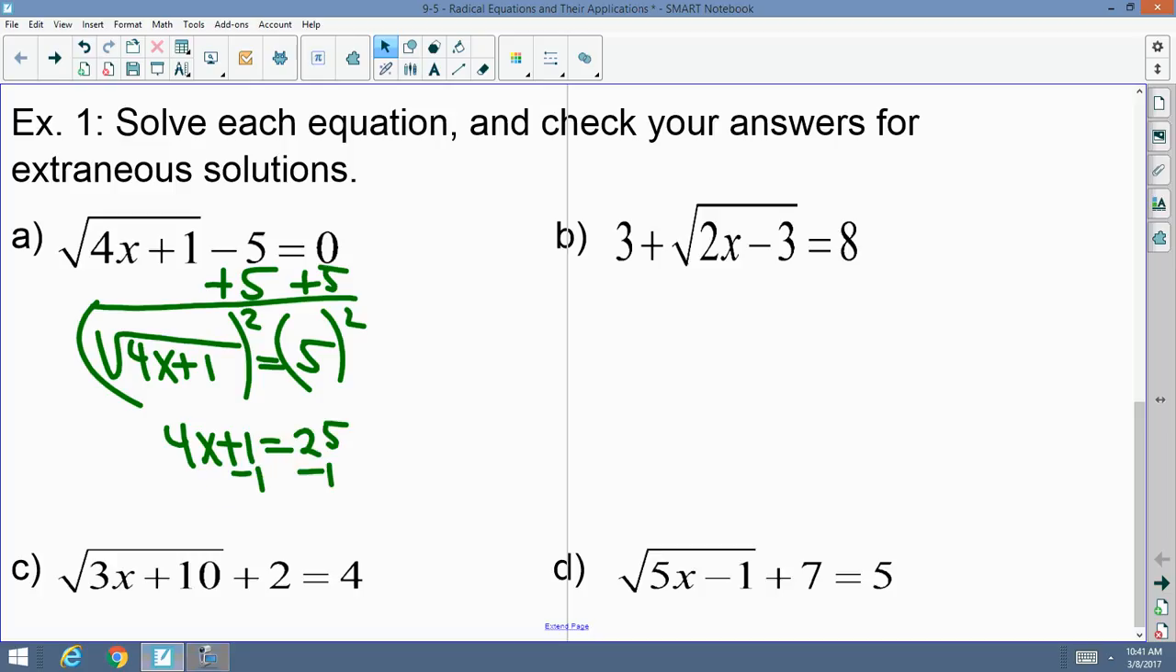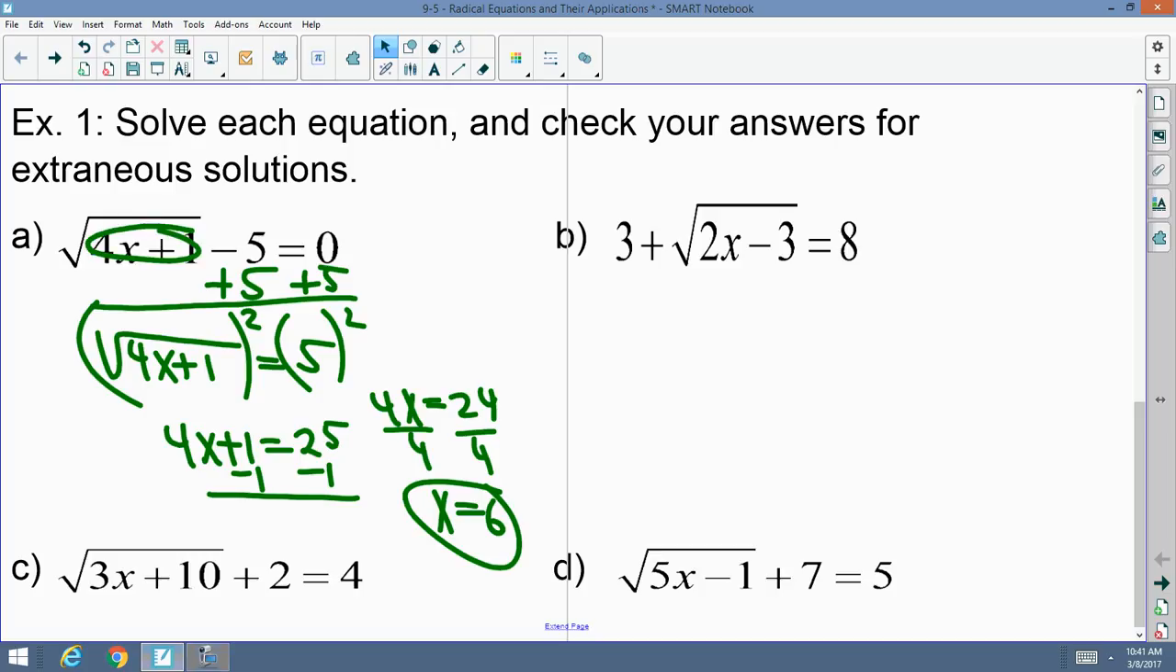Subtract 1 from both sides. 4x equals 24. Divide by 4. X equals 6, maybe. Just plug it in. 4 times 6 is 24, plus 1 here is 25. Square root of 25 is 5. 5 minus 5 is 0. It works. Okay?